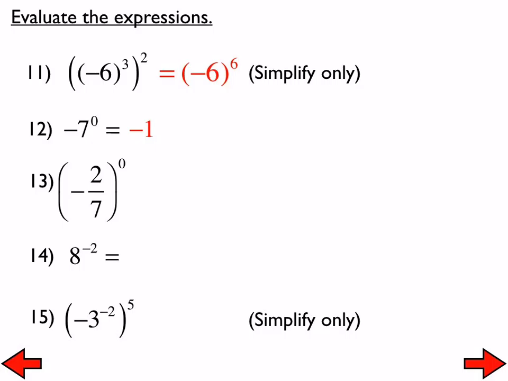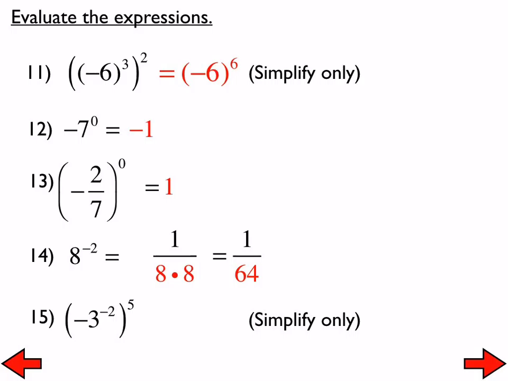13, Hunter. Just 1. Awesome. Because that's the entire base to the 0 power. It is in parentheses. Number 14, Zach. 1 over 64. Excellent. 1 over 64. This negative exponent does not make it negative. It makes it a fraction. Number 15. Don't have to evaluate, just simplify.